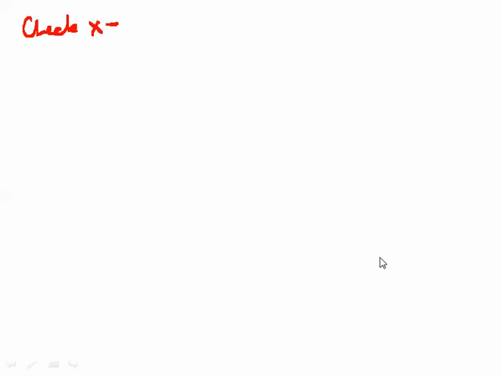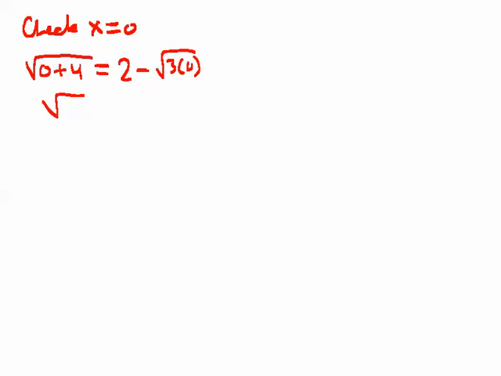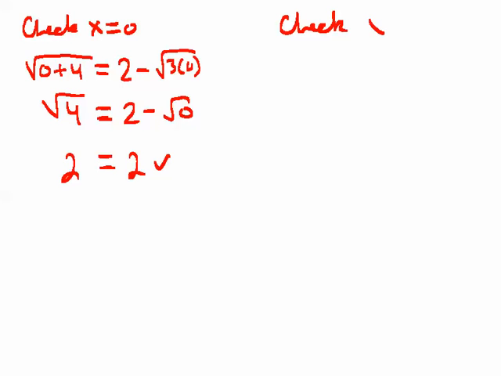All right, checking the 0 here, plugging it in. 0 plus 4 is a 4. 3 times 0 is 0. And square root of 4 is a 2. And 2 subtract a square root of 0 is still 2. That checks out. Sweet.